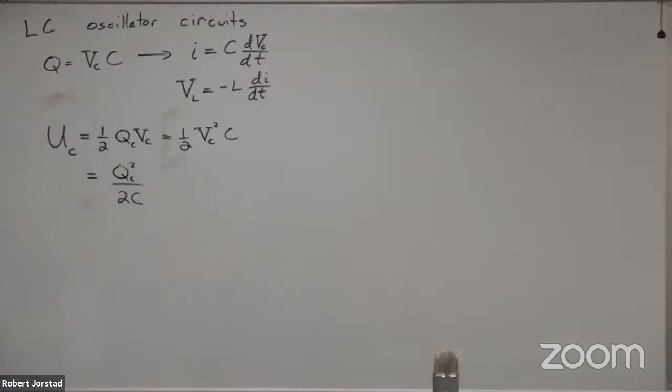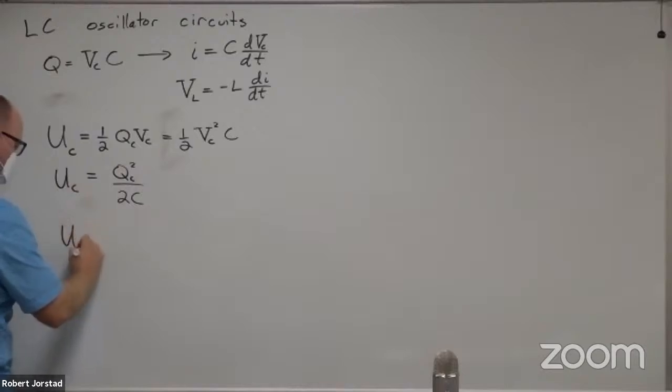Now, my question to you is this valid for functions of time, or is this only valid for the max, or both? What does your gut tell you? Both. If you plug in Q as a function of time, you get U as a function of time. If you plug in Q max, you get U max. All right? So I would like to use this one, but any of these others should work, right? So, all right, that's fine.